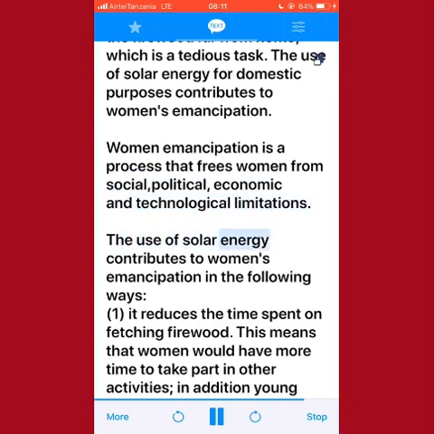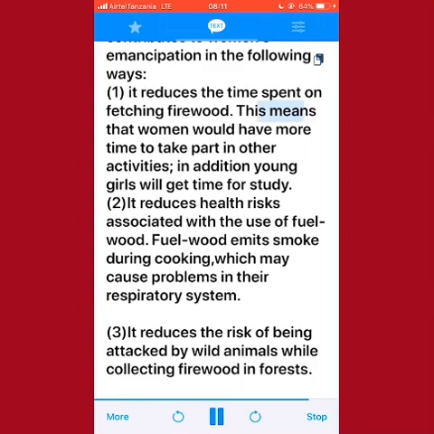The use of solar energy contributes to women's emancipation in the following ways. 1. It reduces the time spent on fetching firewood. This means that women would have more time to take part in other activities. In addition, young girls will get time for study. 2. It reduces health risks associated with the use of fuel wood. Fuel wood emits smoke during cooking, which may cause problems in their respiratory system.